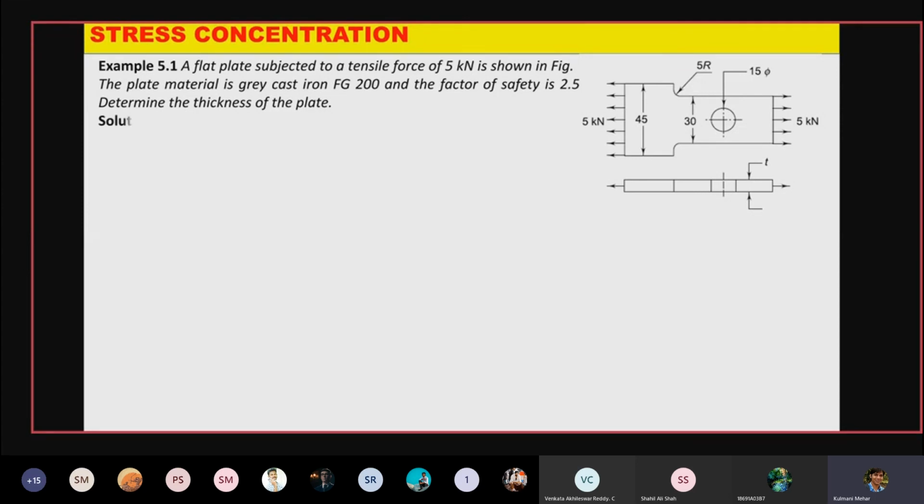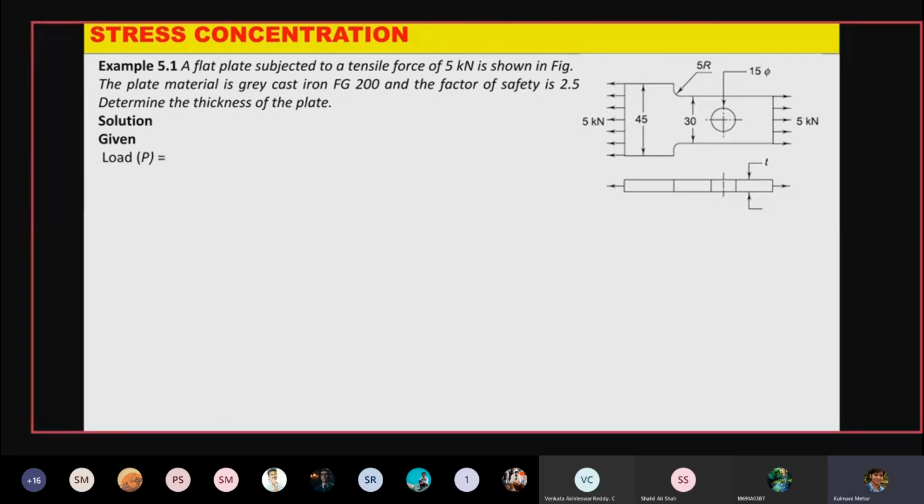In that situation, the factor of safety is 2.5. From the ultimate strength, we will divide by the factor of safety to find the maximum stress value. So let's solve the problem. First of all, we should write the given data. Whenever we write given data, write it in the proper way, fully. Factor of safety should be written as factor of safety. We should not write only FG.